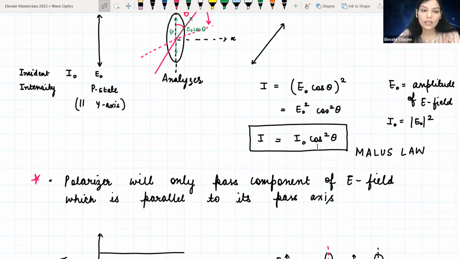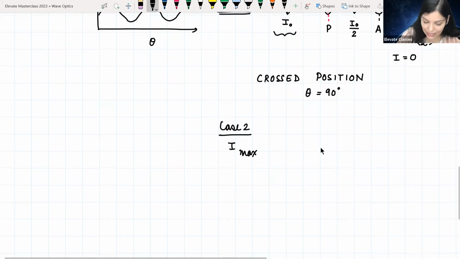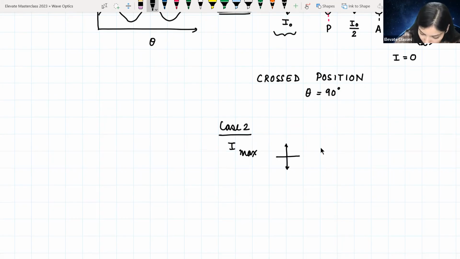That means the pass axis of the polarizer is parallel to the pass axis of the analyzer so that the complete beam passes. ठीक है, so इस केस में I is max. I'm getting the maximum intensity possible on the output. So what it is saying to me is that if my input is natural light, so I have a polarizer here. This is my polarizer, and this is my pass axis.